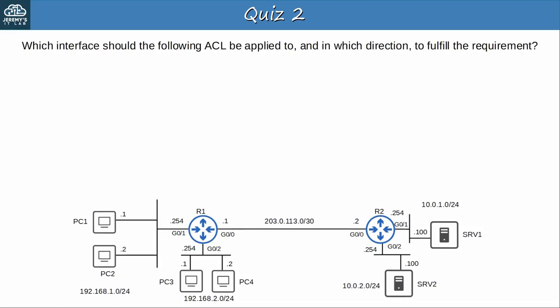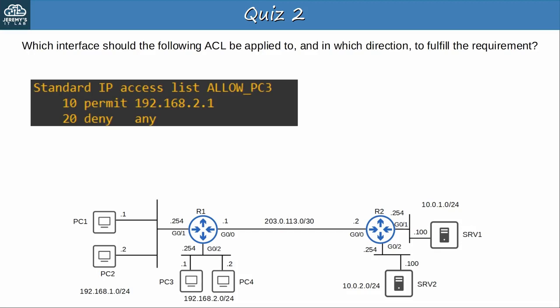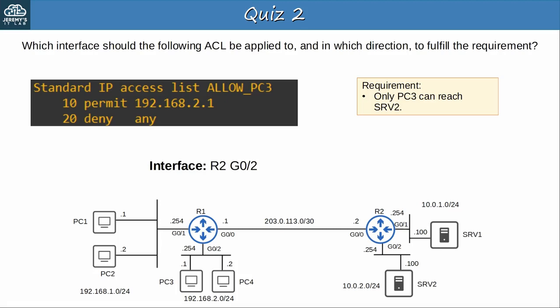Which interface should the following ACL be applied to, and in which direction to fulfill the requirement? Here's the ACL, and here's the requirement. Pause the video to think about your answer. Here's the answer. The interface should be R2's G0/2 interface, and the direction should be outbound.